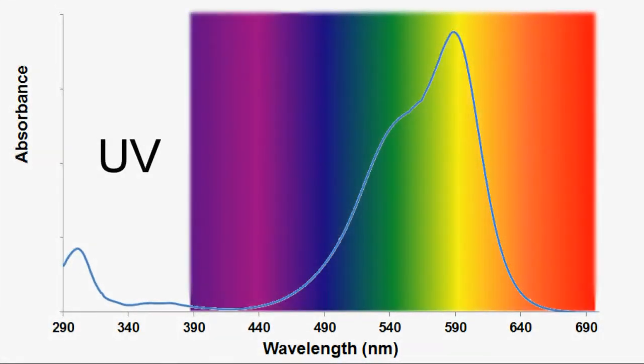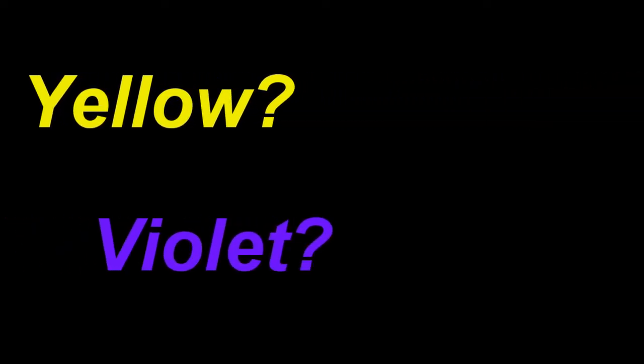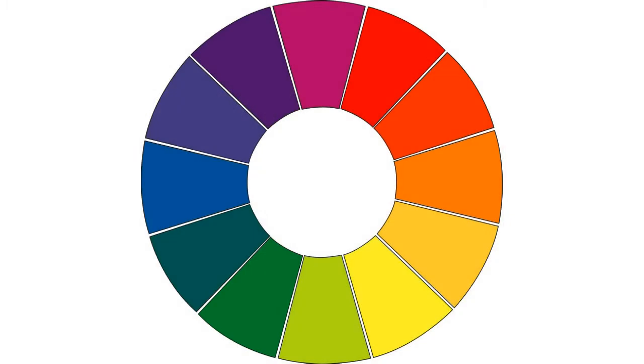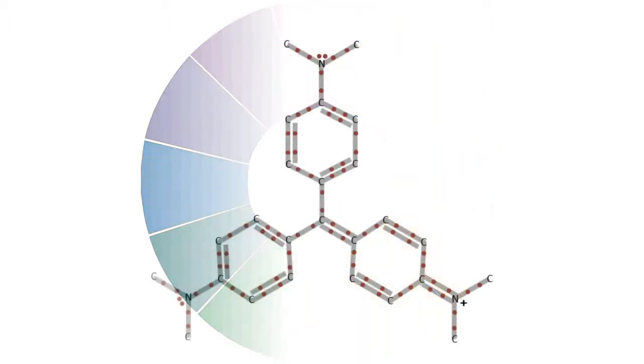If we overlay the visible spectrum onto our graph, it looks like our solution is absorbing the most light in the yellow range. If it's absorbing light in the yellow range, why is our solution violet? Well, we don't see the color the solution absorbs. We see the colors the solution doesn't absorb. And generally, we will see the complementary color of the color the solution absorbs the most. And the complementary color of yellow is violet.